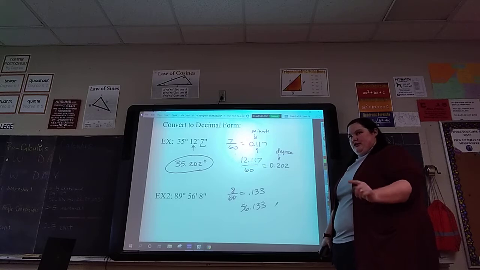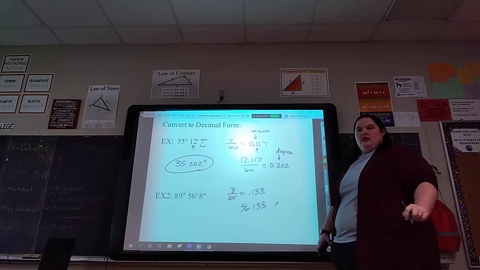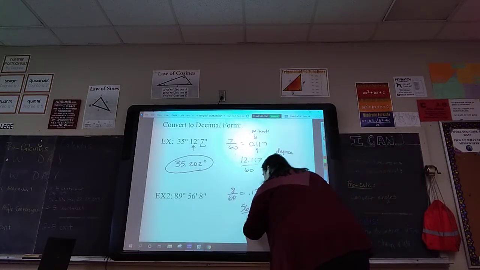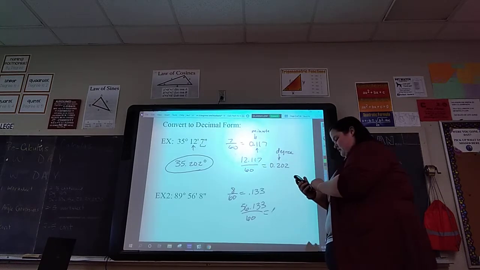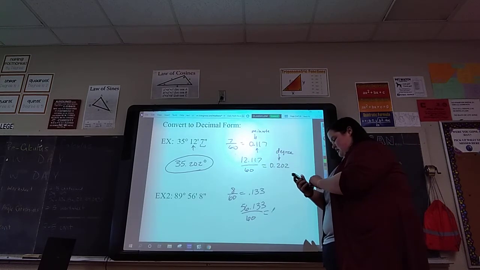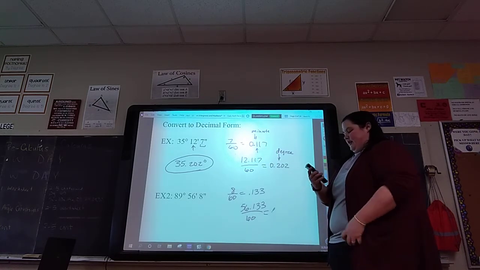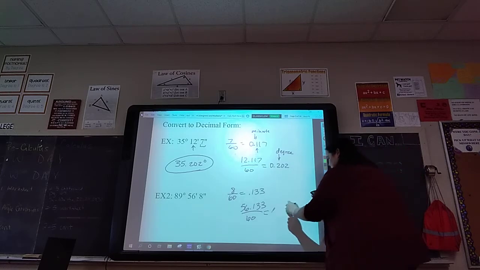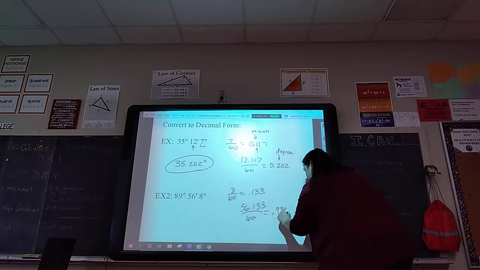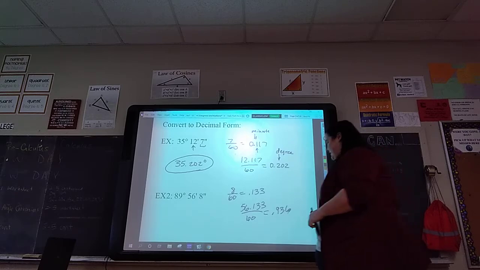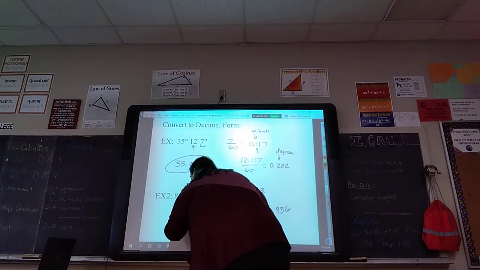We're going to convert those into degrees. What do we need to do? Divide by 60. So I got 0.93555, so I'm going to do 0.936. Now I'm going to put all my degrees together, so I got 89.936.